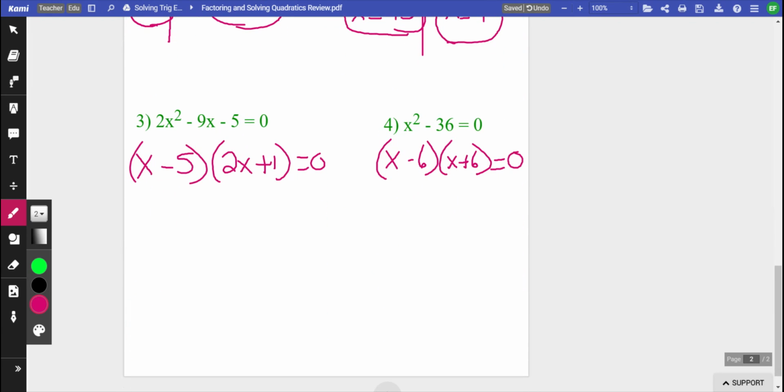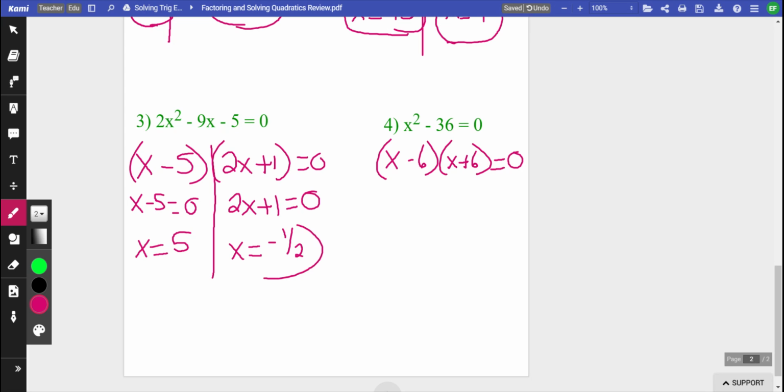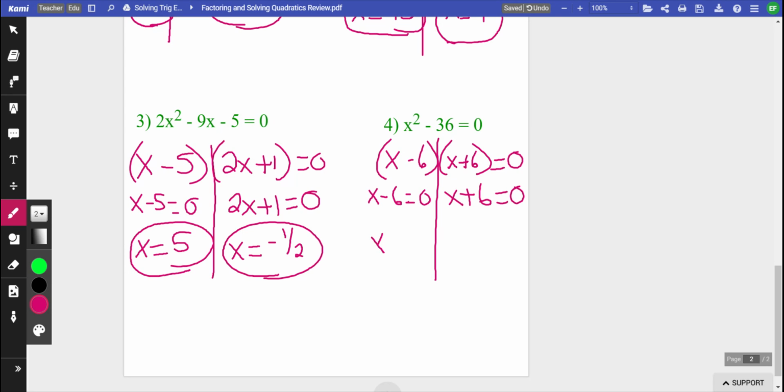Example 3 was our example of our factoring technique where a was greater than 1, so we split the middle term. Again, set each one of these factors equal to 0 and solve. So I get that x is equal to 5 and x is equal to negative 1/2. And the last example was our difference of squares. If I set each one of these factors equal to 0 and solve, I get that x is going to be equal to 6 and x is going to be equal to negative 6.